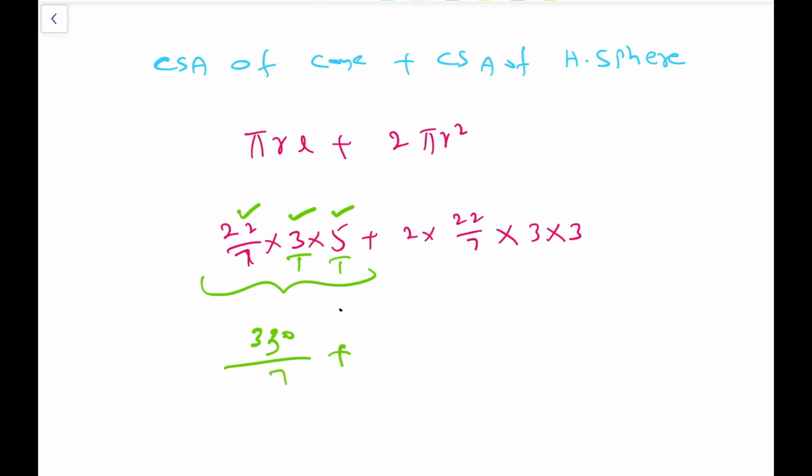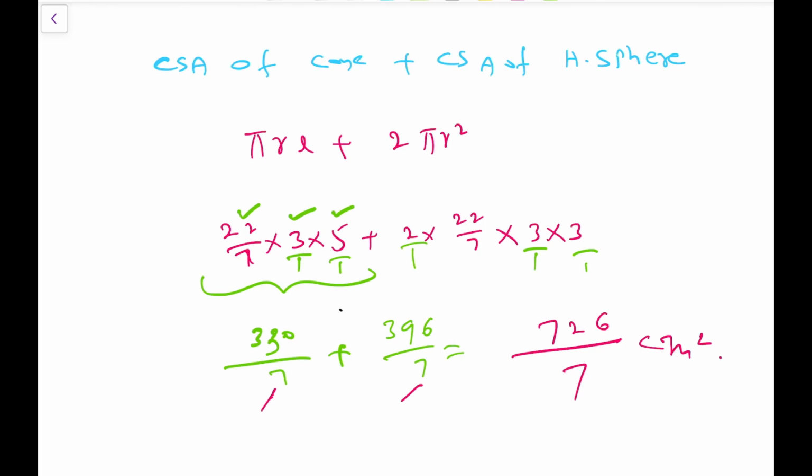by 7 plus here 2/1, 3/1, 3/1. Let us multiply all those numerators. 2 times 22, 44 times 3, 132 times 3, 396. 396 divided by 7. Here denominator is 7, here also denominator is 7. So write the denominator 7 one time. Add the numerators. 330 plus 396, 726 divided by 7, and we are finding the area. Units are centimeters, so this will become centimeter square.